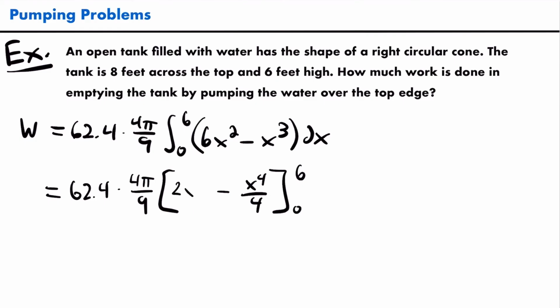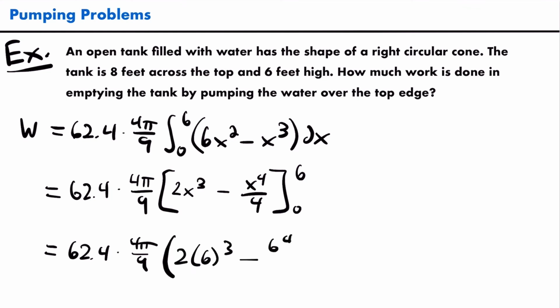So I'll have 2 times x cubed, and now we can evaluate this expression at 6 and subtract the evaluation at 0. However, note that plugging 0 into each of these terms is just going to produce 0. 2 times 0 cubed is 0, minus 0 to the 4th power divided by 4 is also 0. And so we just need to plug 6 into each of these terms. So this will be equal to 62.4 times 4 pi divided by 9 times 2 times 6 cubed minus 6 to the 4th power divided by 4, and then you can subtract 0.